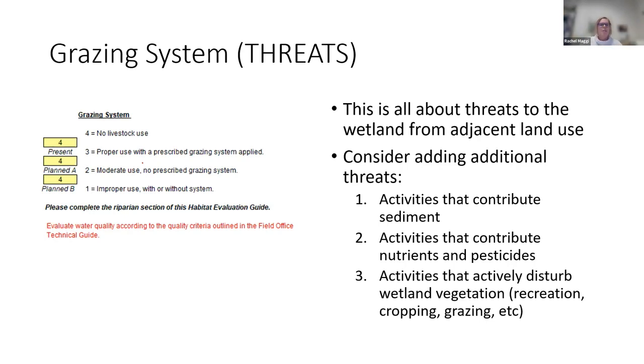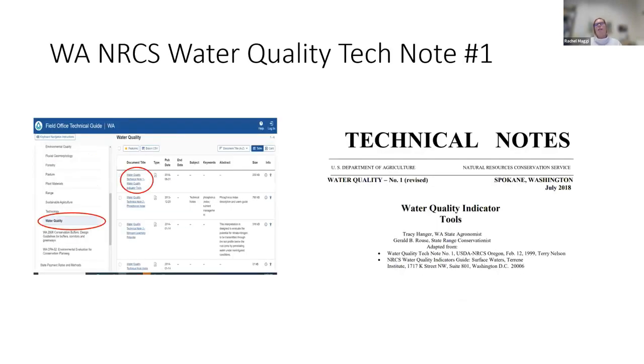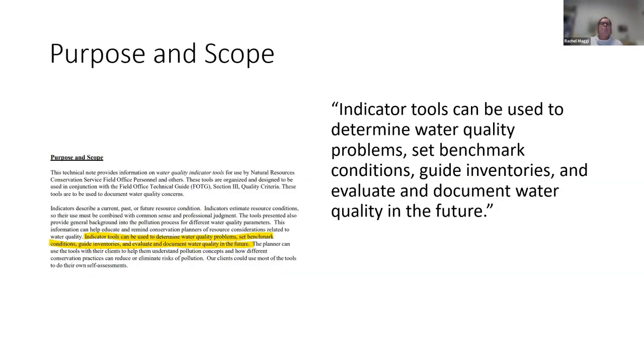So one of the things NRCS uses to evaluate water quality when it comes to aquatic systems is actually another technical note that this may be the first time a lot of you have ever heard of. It's called Washington NRCS Water Quality Tech Note number 1. And it is back in our Field Office Technical Guide. Biology was off the screen. At the bottom, water quality is here, and this is the first one. There are only a few actually under the water quality discipline. But it's the water quality indicator tools, and you'll see that it was most recently updated in July of 2018.